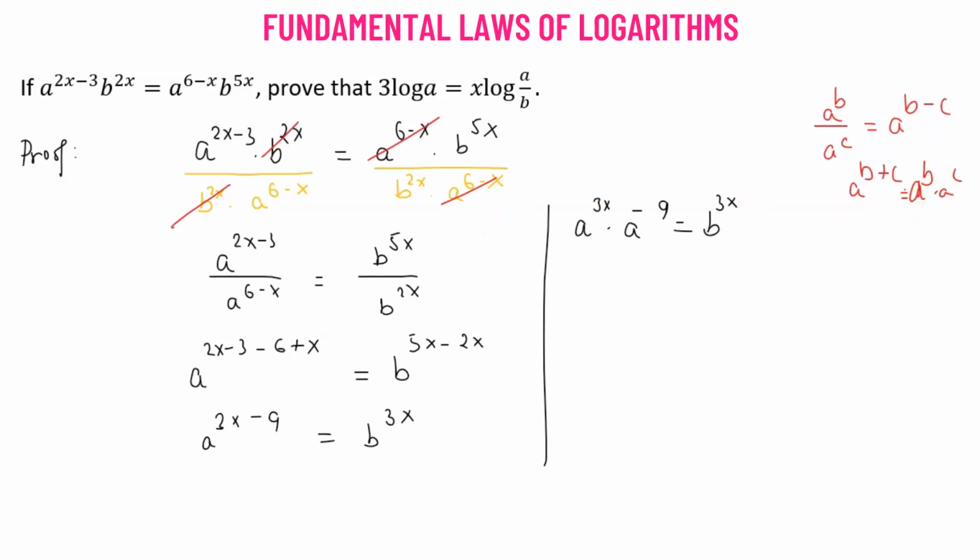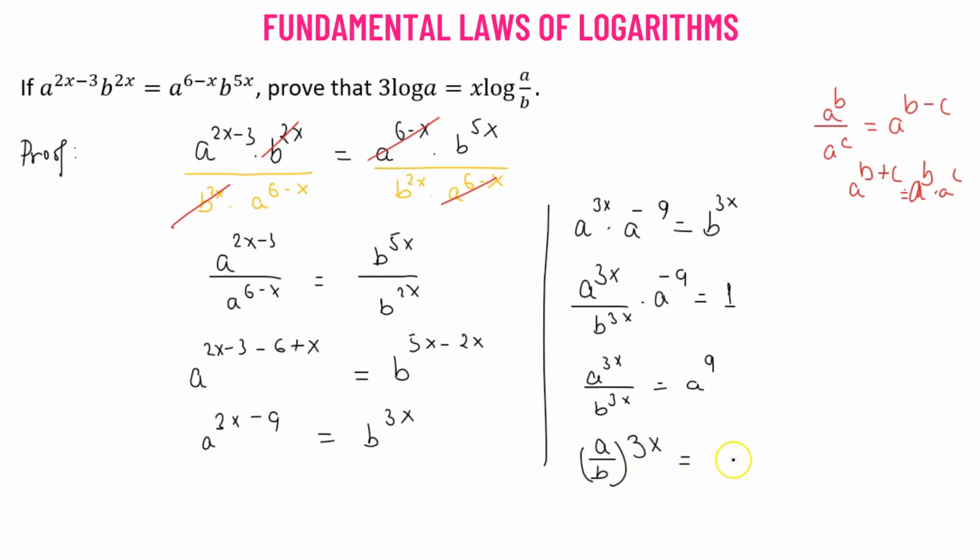Fine. Now we will get a raised to the power of 3x divided by b raised to the power of 3x multiplied by a raised to the power of negative 9 equals 1. So what we've done, we've divided both sides by b raised to the power of 3x. In the next step, we are going to multiply each side by a raised to the power of positive 9. So that means we will have a raised to the power of 9 on the right hand side. So this can now be written as a over b whole raised to the power of 3x, and this is equal to a raised to the power of 9.